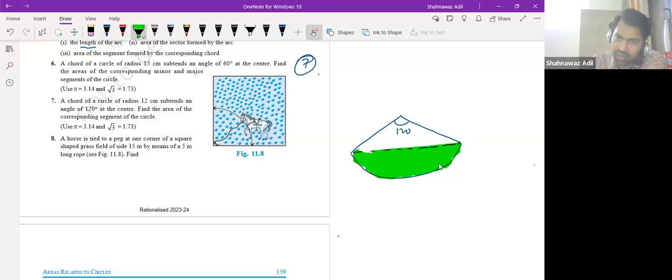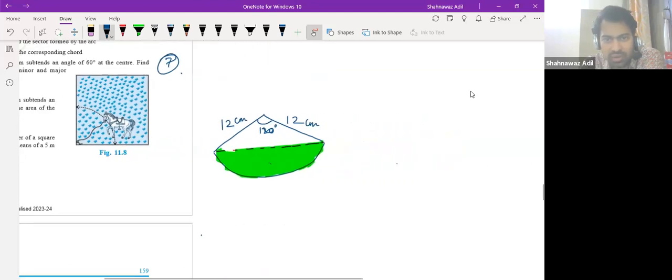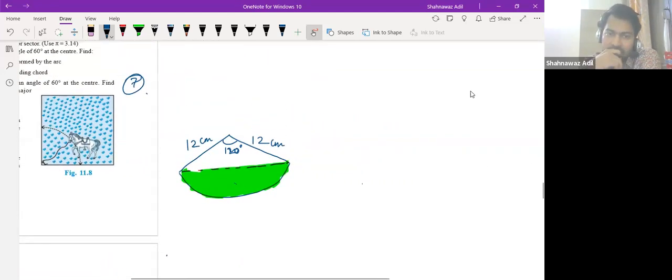Then we'll have to learn this thing, right? A chord of 12 centimeters. So we have to find out this area, right? So why am I saying chord and words like this? Because this is 120 degree, right, guys? And we know the value of trigonometric ratio up to which angle? We know 90 degrees.